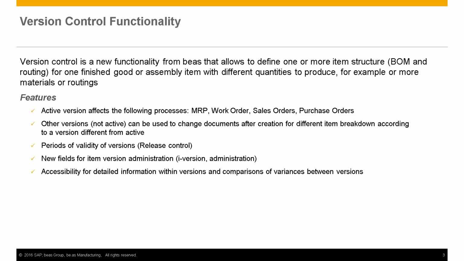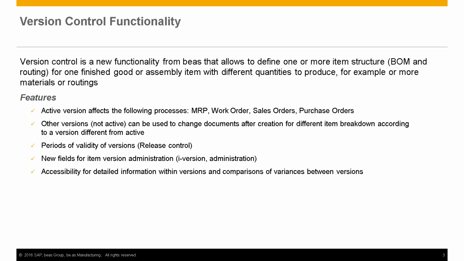The special features are, first, we have an active version that can affect all of the Beas special processes like MRP, work orders, sales orders, and purchase orders creations. We also have other versions that are not active, but that can be used to change documents after creation to give the breakdown of the raw material and routing, especially to a different version from the active.